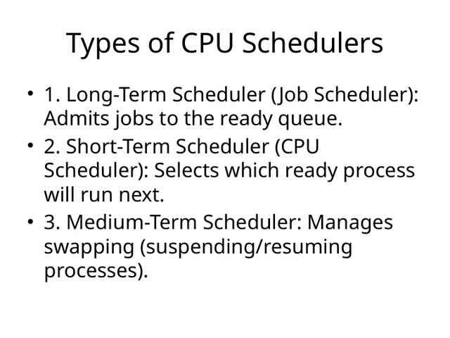Finally, we have the medium-term scheduler. Its job is a bit different. It manages the swapping of processes, suspending and resuming them as needed. This helps in managing memory and system responsiveness, especially when the system is under heavy load. Understanding these schedulers is key to grasping how the operating system efficiently manages multiple processes and maintains smooth performance throughout the system.